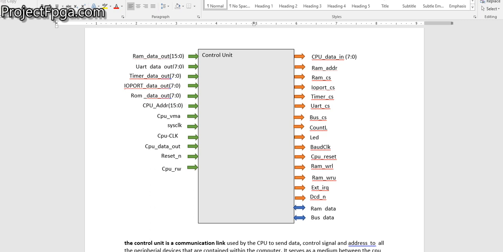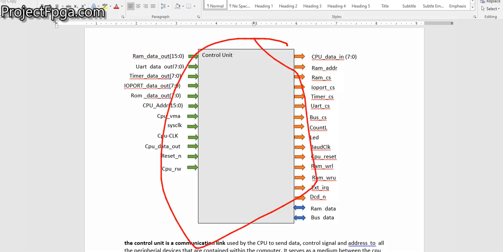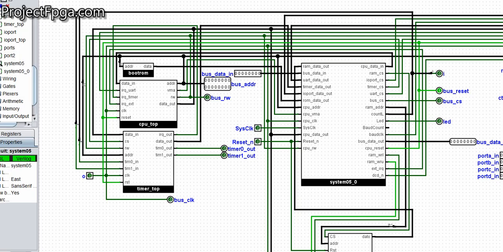So welcome guys. In this tutorial I'll be talking about the control unit. The control unit is the medium between the CPU and the rest of the peripheral circuit. This is actually the block diagram of what the control unit looks like. So I'll be explaining it using the logic sim circuit I have here with me.